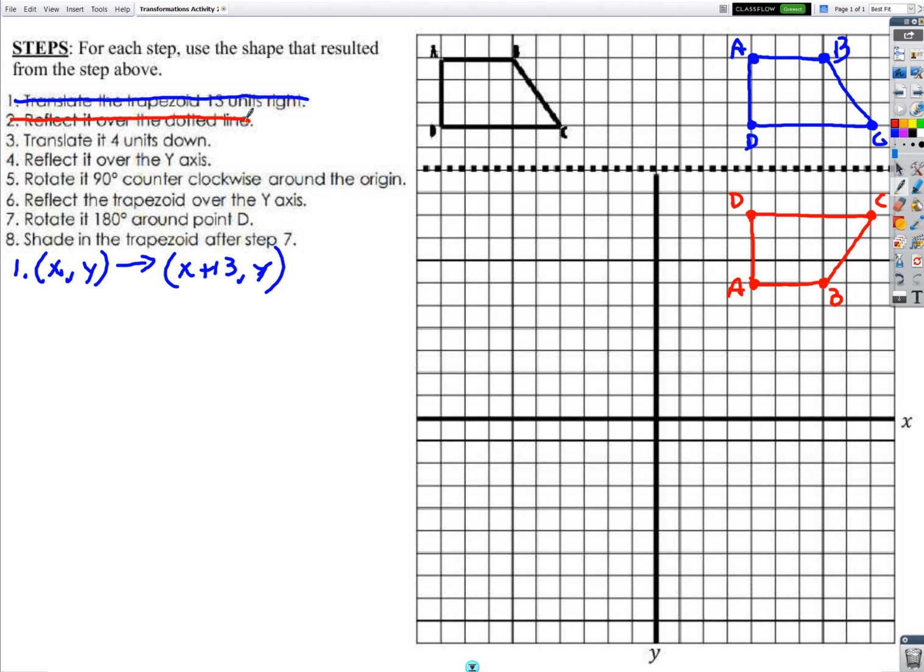Kyla, what do they want us to do next? To translate 4 units down. Okay, so let's get every point now, and let's go 4 units down. Just for fun, not because they're asking us to do it, but because we know how to do it. How would we write that in coordinate notation? No, 4 units down.